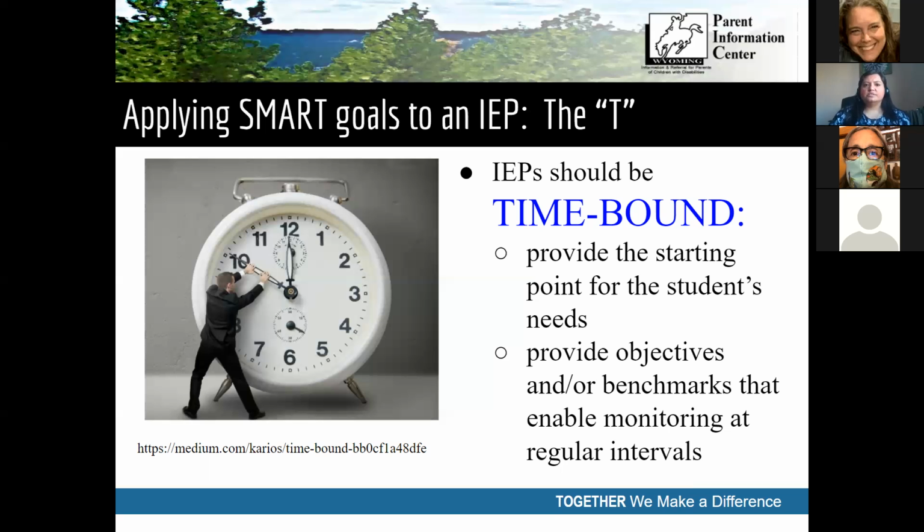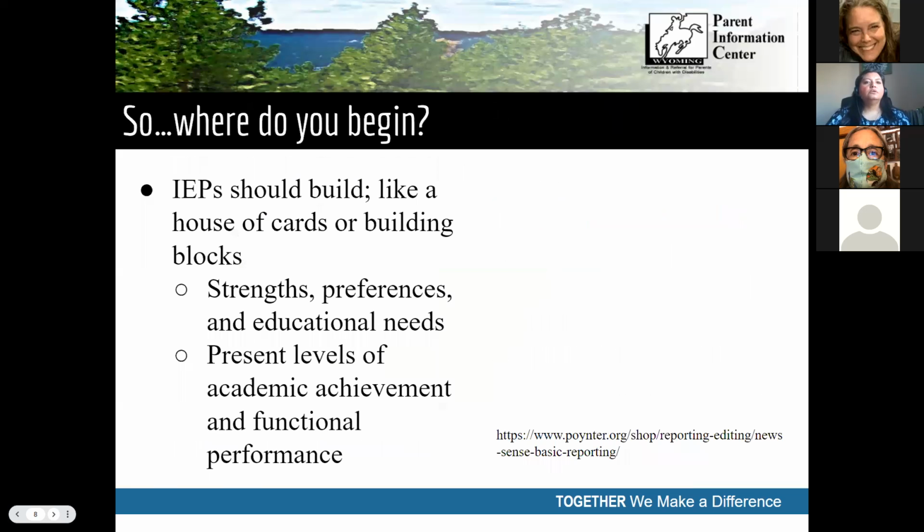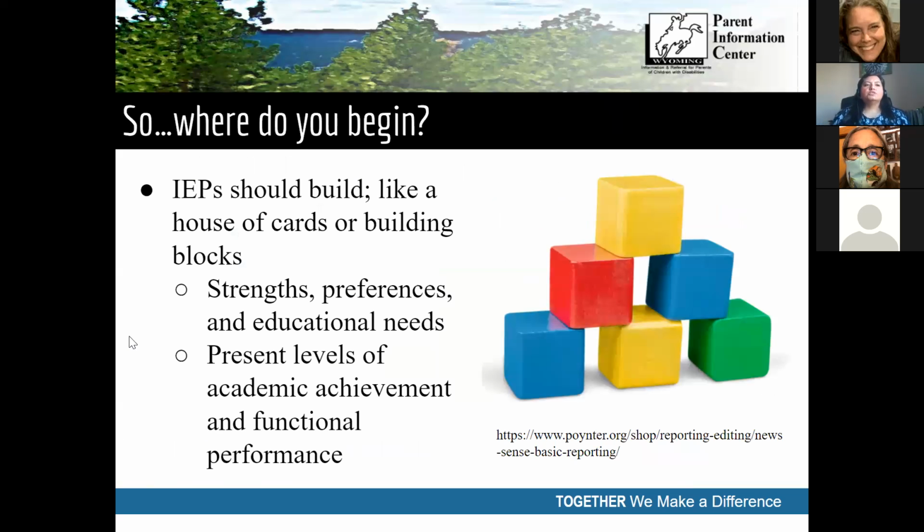So using those objectives and benchmark sections in your IEP is really important for parents. It makes monitoring so much easier for them if they can see where their child should be at the end of quarter 1, at the end of quarter 2, at the end of quarter 3, et cetera, et cetera.